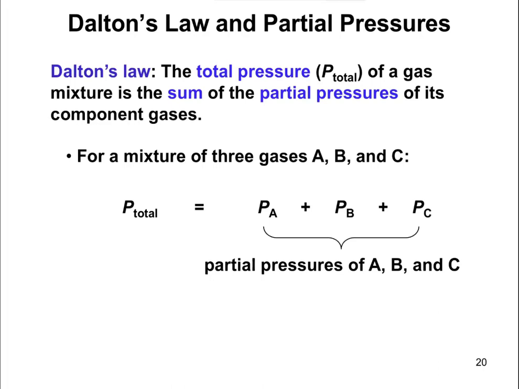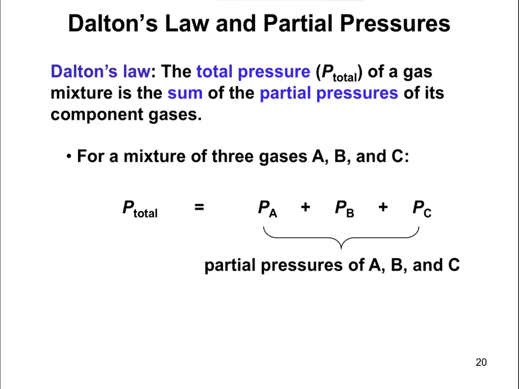So Dalton's law talks about partial pressures, and that is if you have a mixture of gases, this is really simple. Don't ever overthink any problems like this. All it says is that the total pressure of a mixture of gases is going to be the sum of the partial pressures of the individual components.